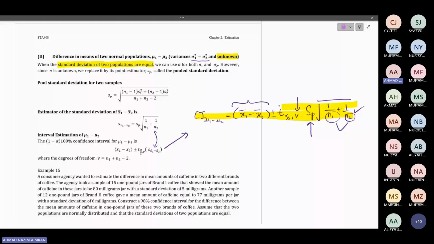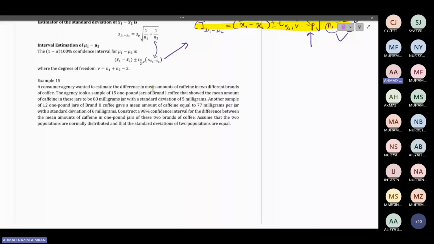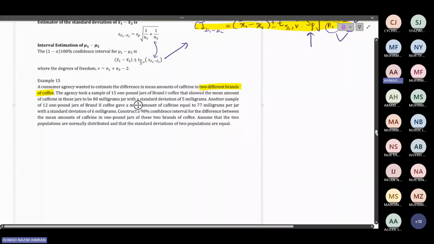Okay, now let's look at example 15. A consumer agency wanted to estimate the difference in the mean amounts of caffeine in two different brands of coffee. Okay, by the way, I would like to remind you all that in the test or in the final exam, the question will not be partitioned or diletakkan di bawah subtopik. Kalau macam ni easy kan.